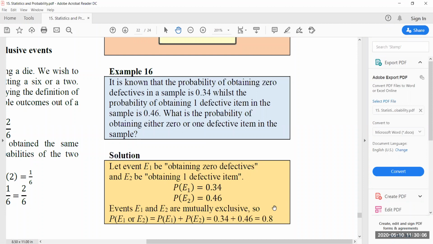Now this is very close to 1. So the event of obtaining 0 or 1 defective item in the sample is very likely, or highly likely. It's a likely event. You all following?